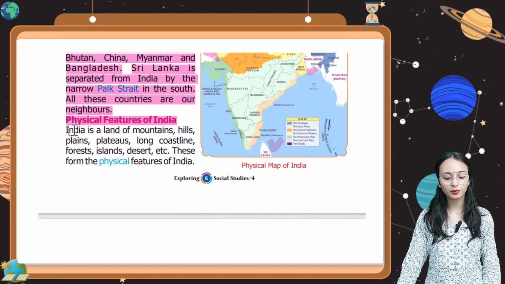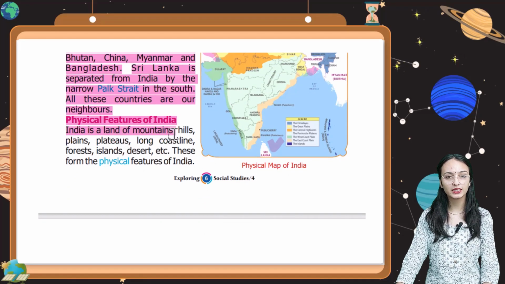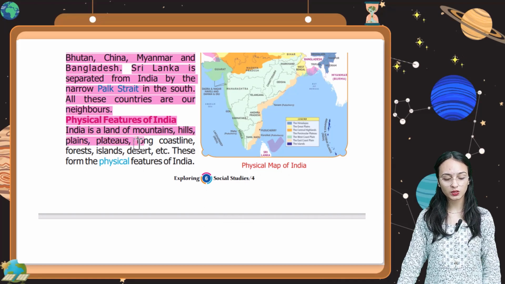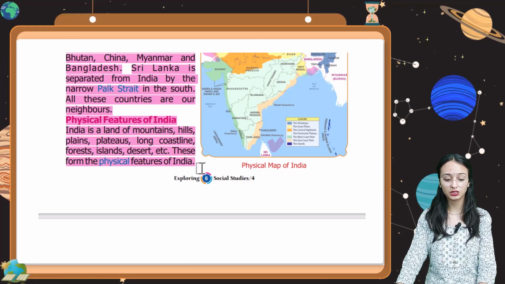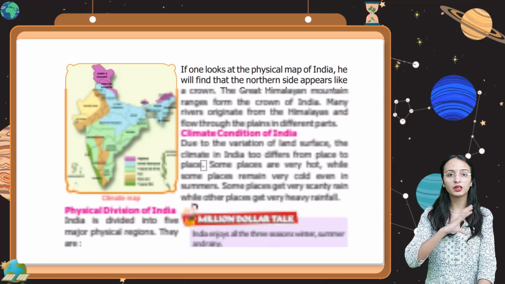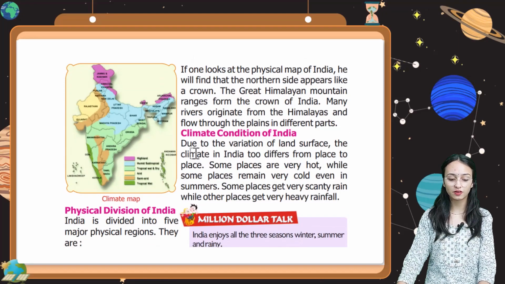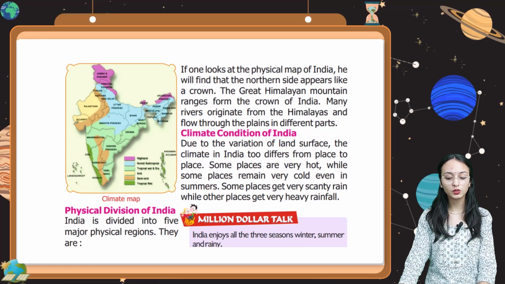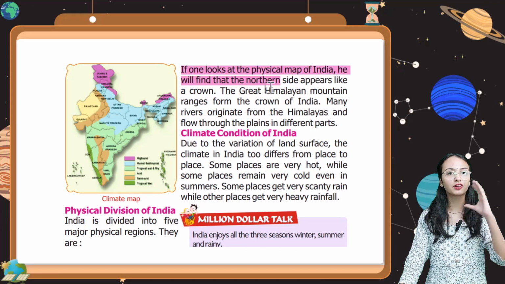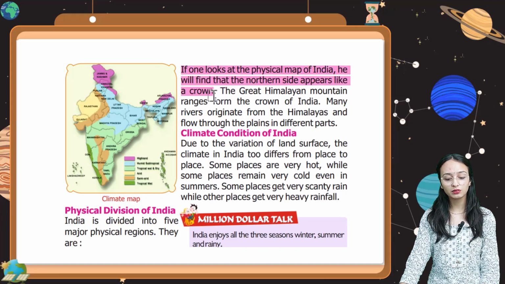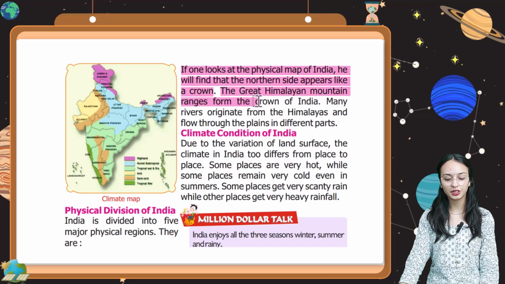India is a land of mountains, hills, plains, plateaus, long coastline, forests, islands, desert, etc. These form the physical features of India. So many diversities in terms of physical features are found in India. If one looks at the physical map of India, you will find that the northern side appears like a crown. The great Himalayan mountain ranges form the crown of India.